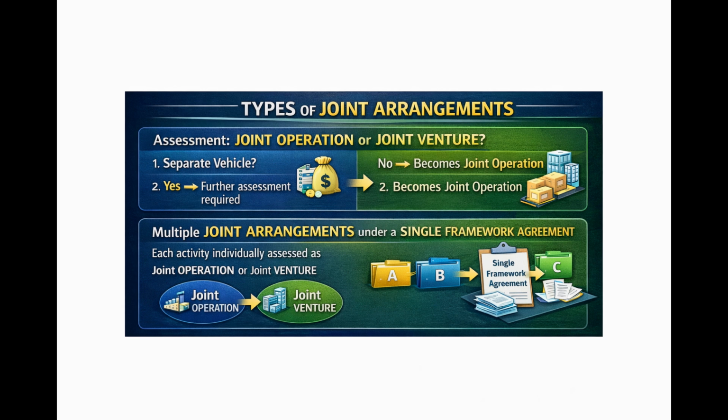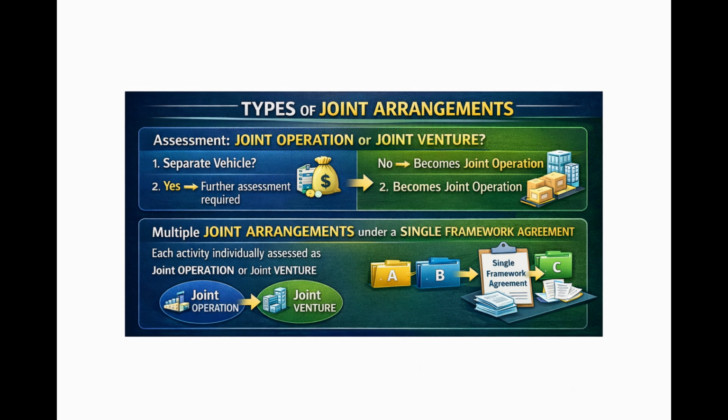Part 1. Legal form of the separate vehicle. First, we examine the legal form. We ask one simple question. Do the assets and liabilities belong to the separate vehicle itself? If legal form indicates separation, assets and liabilities belong to the separate vehicle. Parties have rights only to net assets. Conclusion, it is a joint venture.